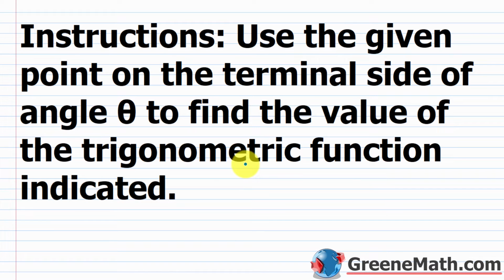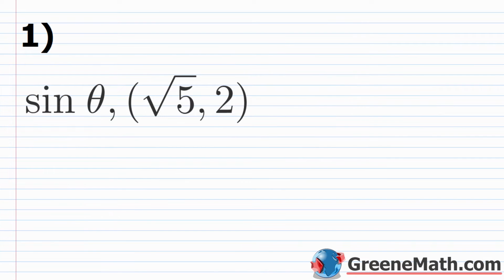All right, let's take a look at the practice test. For the instructions, we're told to use the given point on the terminal side of angle theta to find the value of the trigonometric function indicated. So for problem 1, we're trying to figure out what is sine of theta given this point where the x value is going to be the square root of 5 and the y value is going to be 2.